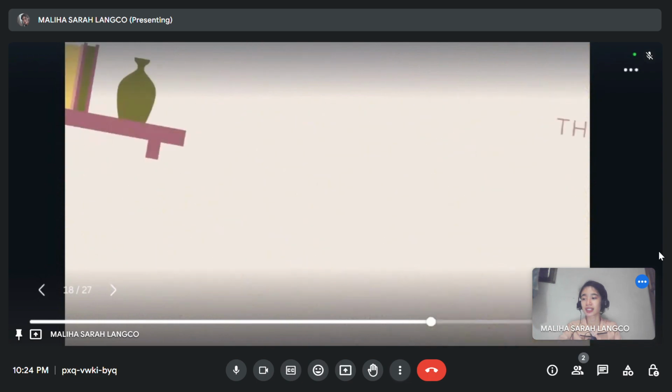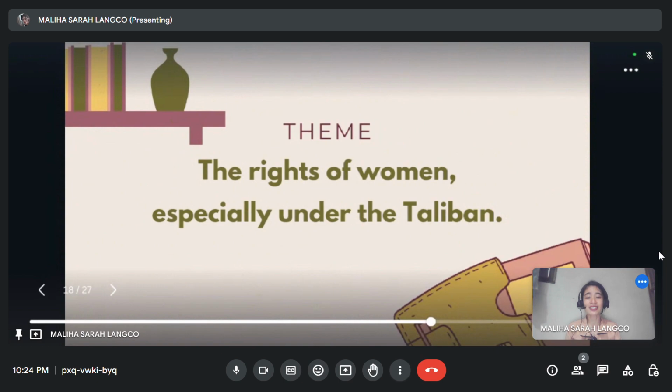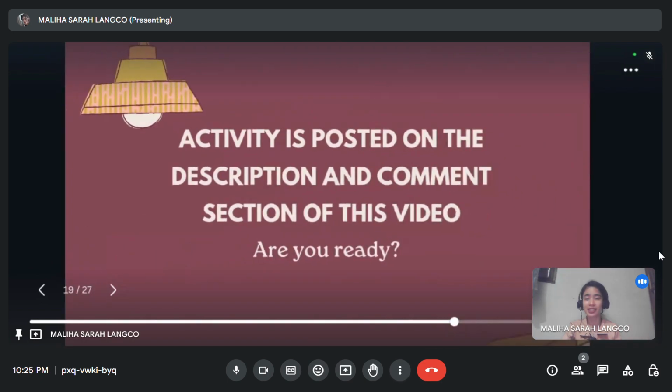Okay, so the theme of the story is the rights of women, especially under the Taliban regime. Although there are a lot of themes that the story shows, the main theme of the story is women's rights as well as war. But we can just give it as women's rights, as it is such. Obviously it's about women's rights, or feminism.